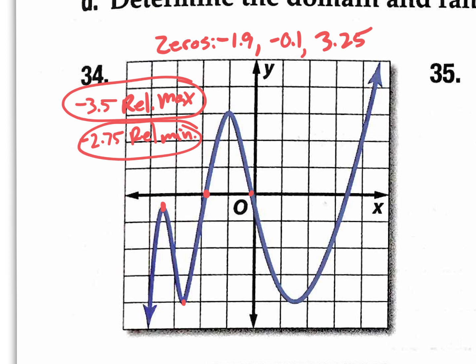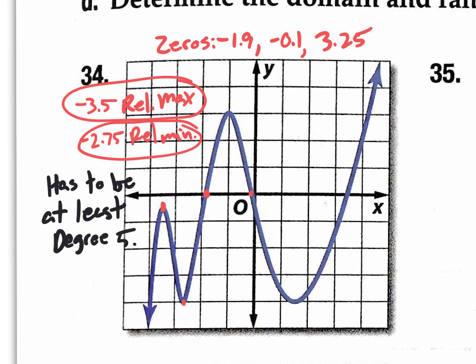It cannot be 3. How do we know that? The amount of directions it travels in. Goes up, that's 1. Goes down, that's 2. Up, that's 3. Down, that's 4. Up, that's 5. So it has to be at least degree 5. Okay?